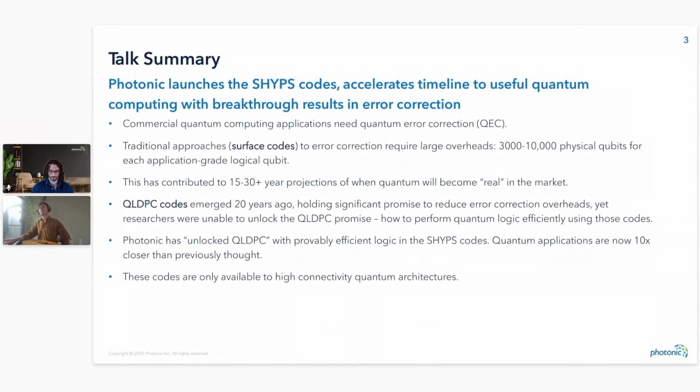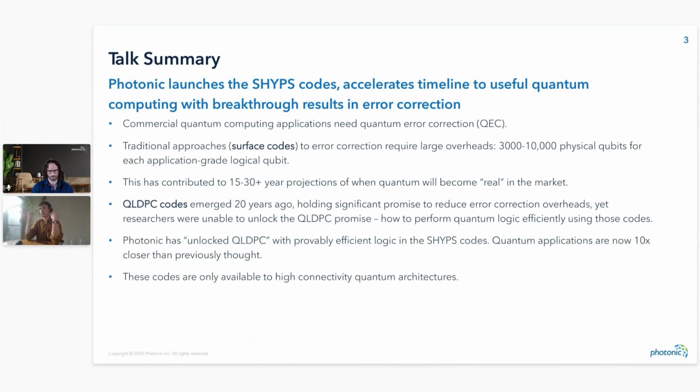Okay, so a summary of what we'll see today. Well, we're going to be introducing the SHYPS codes, a new code family which we think genuinely will help accelerate the timeline to useful quantum computation. So I'm sure everybody is aware that for commercial applications, for example, breaking encryption or running interesting chemistry simulations, we're going to need a framework for correcting errors in noisy hardware.